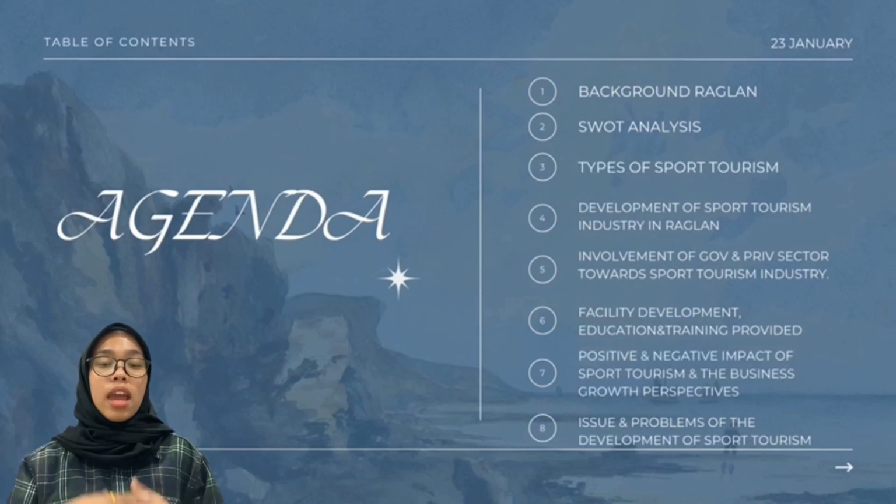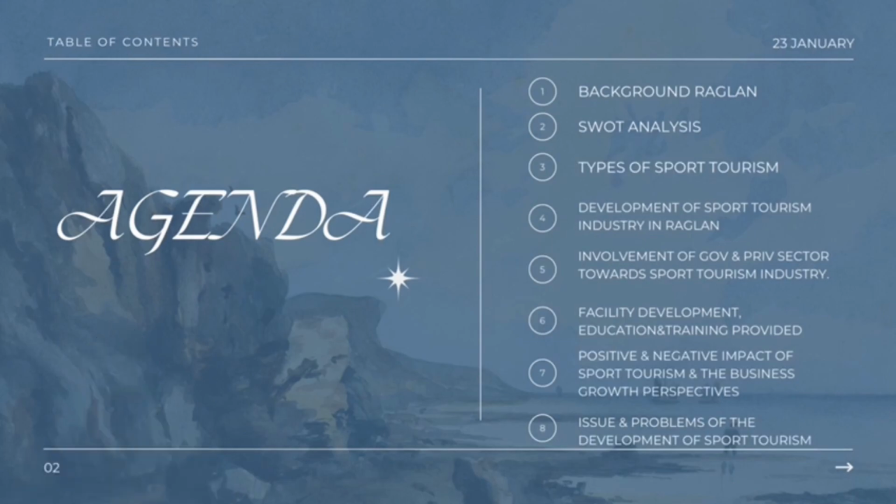Today I want to share an interesting place for tourists that I have chosen: Raglan, New Zealand. So this is the agenda on the slide. Number 1 is background of Raglan. Second is SWOT analysis. Next is development of sport tourism industry in Raglan. Involvement of government and private sector towards sport tourism industry. Next is positive and negative impact of sport tourism and the business growth perspective. And lastly is issue and problem of the development of sport tourism.